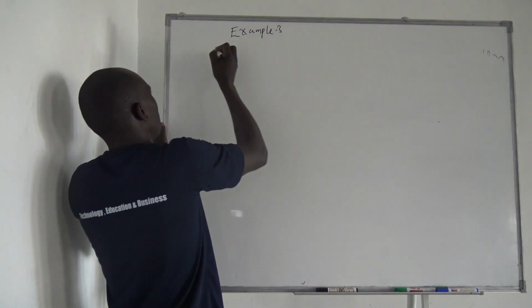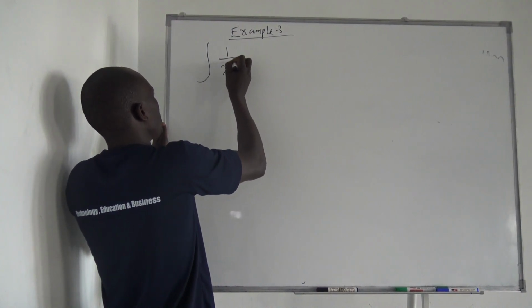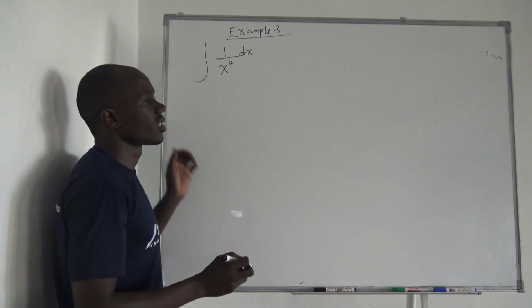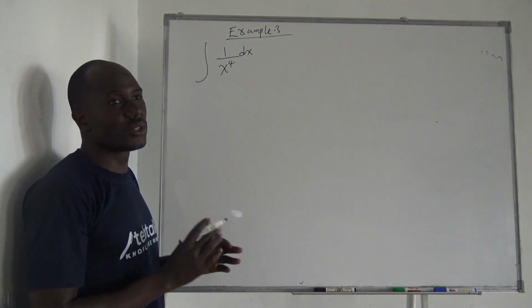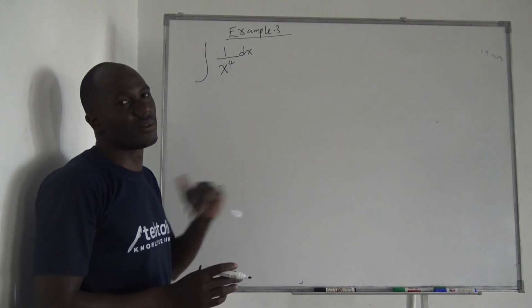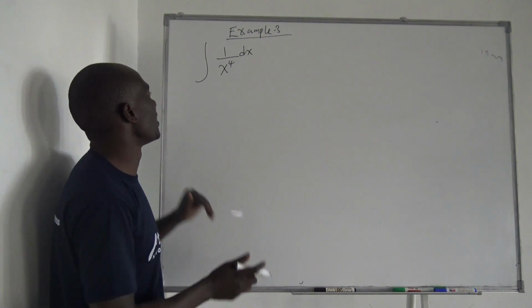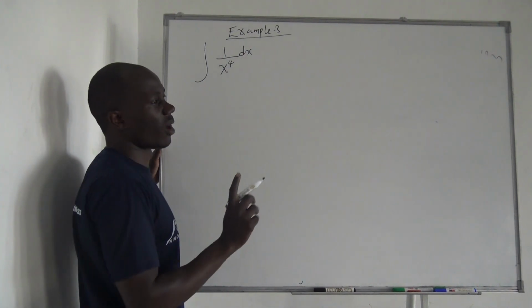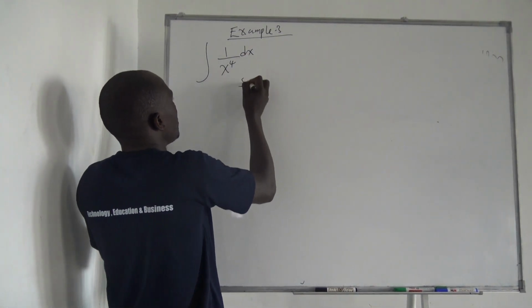Example 3. They have said integrate 1 out of x power 4 dx. How do we handle this? When I say integrate 1 over x power 4 dx, what you do, take it up. Never integrate a number when it's down, unless when the power is 1, we shall look at that. But if the power is more than 1 and is down, take it up. So we are looking at the solution.